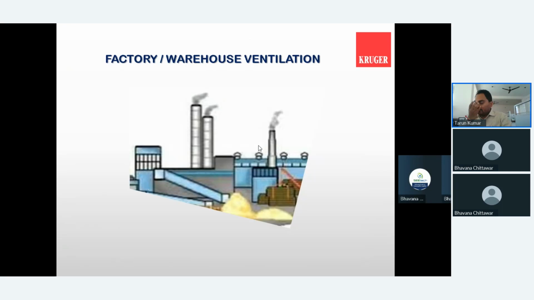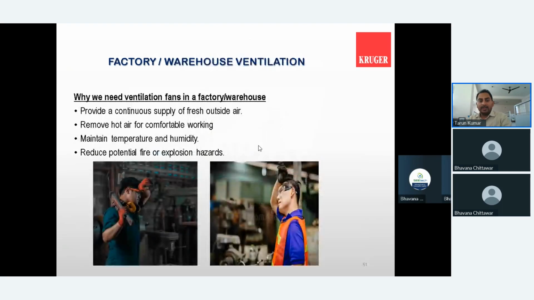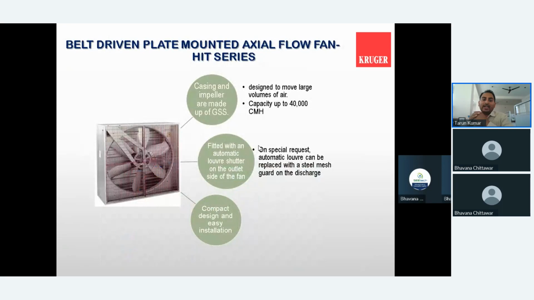Then further, in the ventilation segment, we come to factory and warehouse ventilation, where again it is required for worker comfort cooling, to maintain the temperature and humidity inside the factory premises. Here we can use a propeller fan, an axial fan, or an inline fan. Here we have one very good fan with almost 40,000 cmh capacity with single phase, so it is very compact in design.